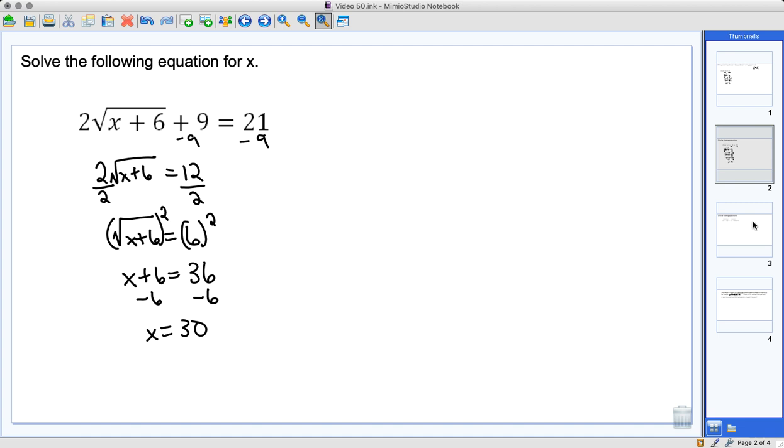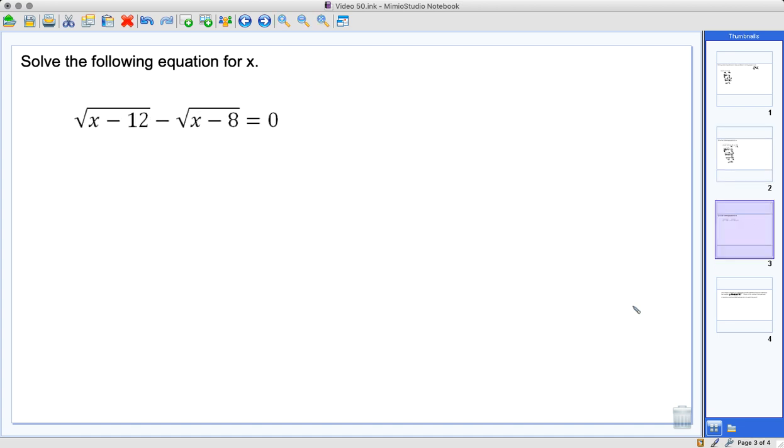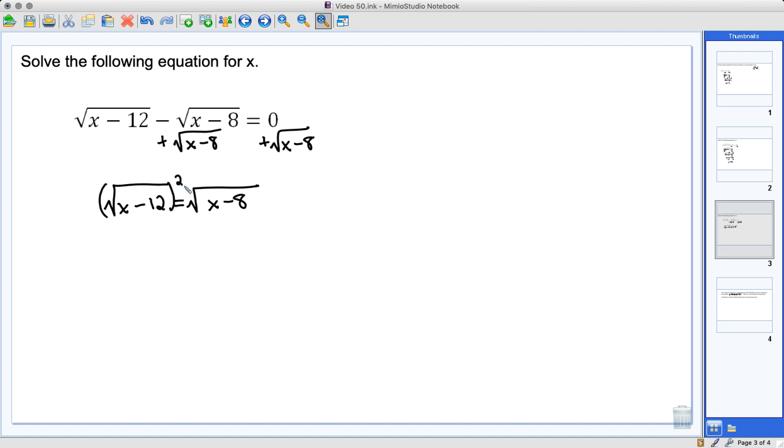The last type of equation that you're going to have to solve has 2 square roots. Here's what we're going to do: we're going to move one of them to the other side of the equal sign. So I'm going to add the entire square root to both sides, and I get square root of x minus 12 equals the square root of x minus 8. Get rid of your square roots, so we square both sides. So I have x minus 12 equals x minus 8.